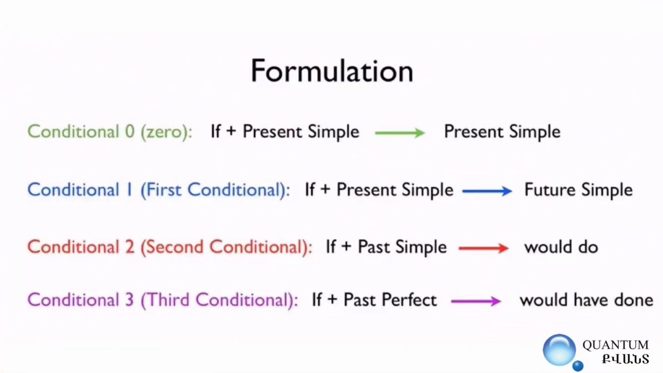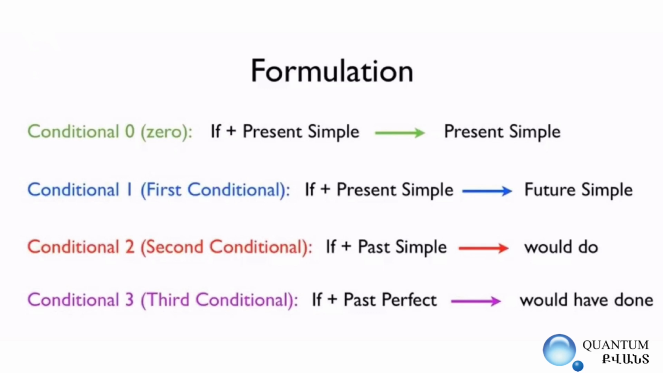So basically, conditionals are two-part sentences where one part starts with if, and there are quite a few types of conditionals, but we will focus on four main ones: zero, first, second, and third. By the end of this lesson, you will learn how to formulate these conditional sentences and how and when to use them. As it is said, first things first, and we will start with formulation.